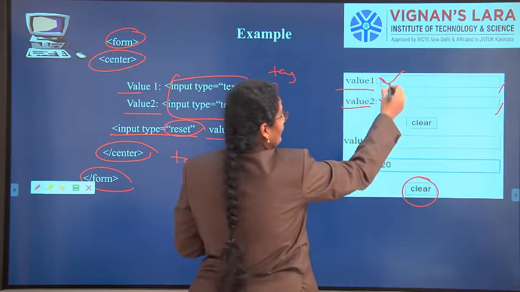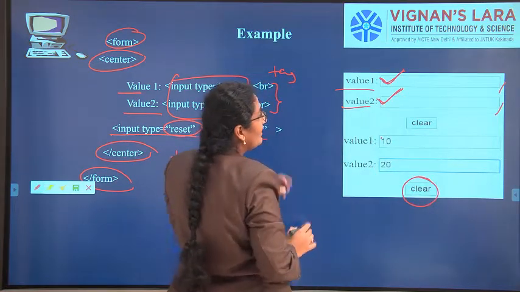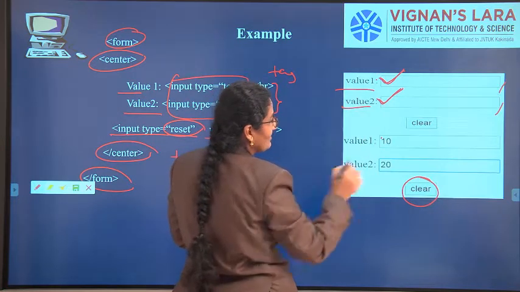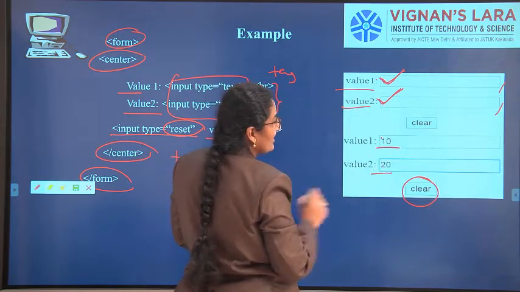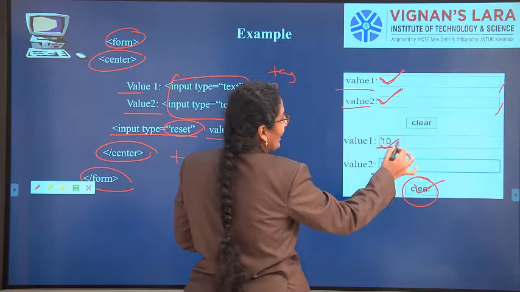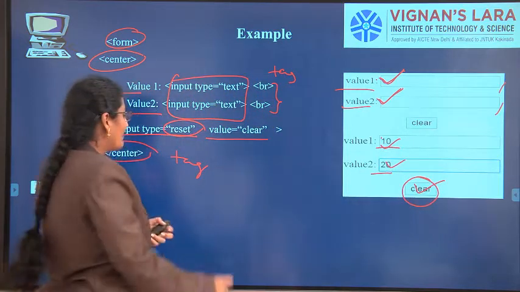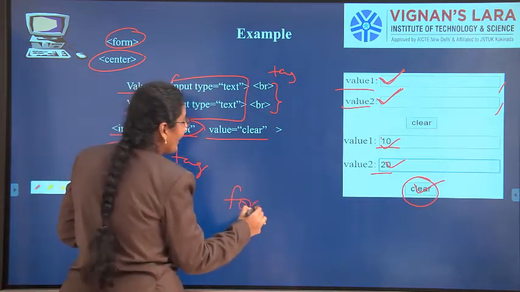Initially the text boxes will be like this. I have given 10 and 20 as values. If I hit on clear, this 10 and 20 will disappear. So by this we have concluded forms.